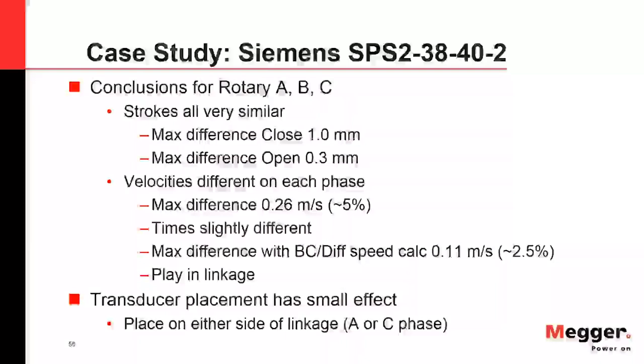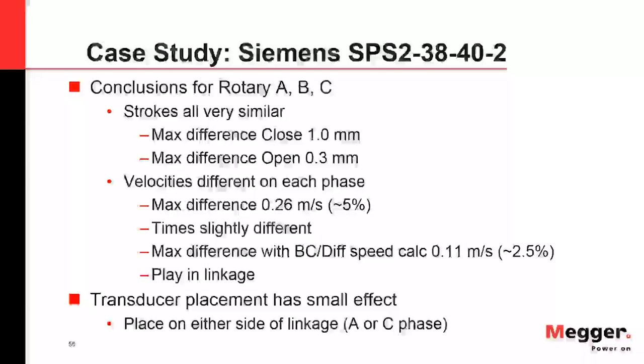And there can be a little bit of play in the linkage. The A phase is closest to the mechanism, so it probably is going to be traveling a little faster. The B phase is in between, so you have a linkage pushing that B phase, then it catches the other linkage and it's got to drive C phase, so it can have a little bit of play there. So you can expect a little bit of difference between those. But once again, transducer placement has a small effect on the overall measurements. I would recommend, though, if you're doing this, place it on either side of the linkage, either the A phase or the C phase, just to eliminate that play on the B phase.